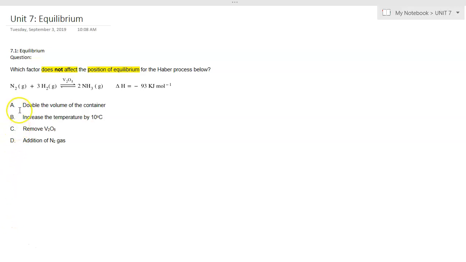Option A, double the volume of the container, followed by increasing the temperature by 10 degrees, removing V2O5, which is the catalyst, and lastly, adding nitrogen gas. So in order to solve this question, this is the concept that you need to remember.